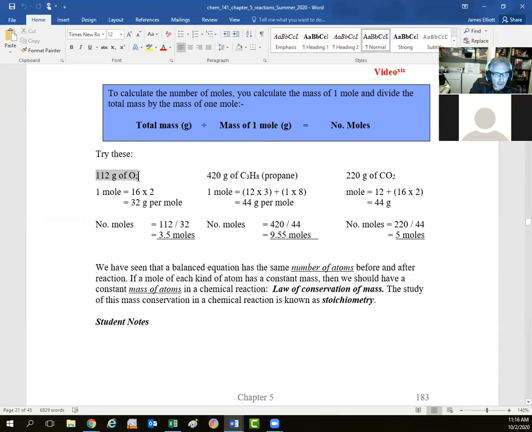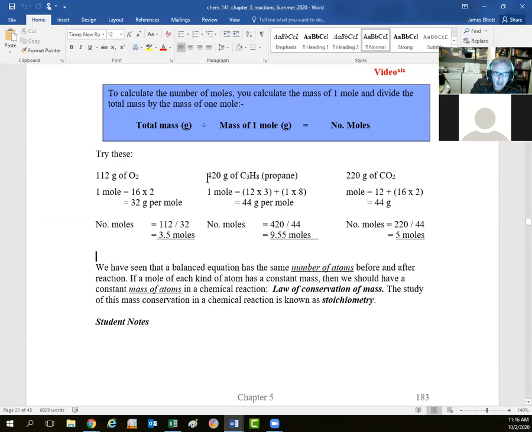So if we've got 112 grams of oxygen, that formula O2 tells us that 1 mole of oxygen would be 32 grams. So the mass in total divided by the mass for 1 mole gives us a molar equivalence of 3.5 moles.